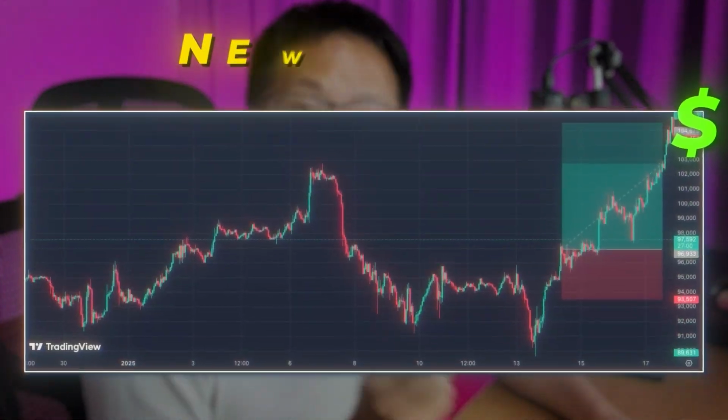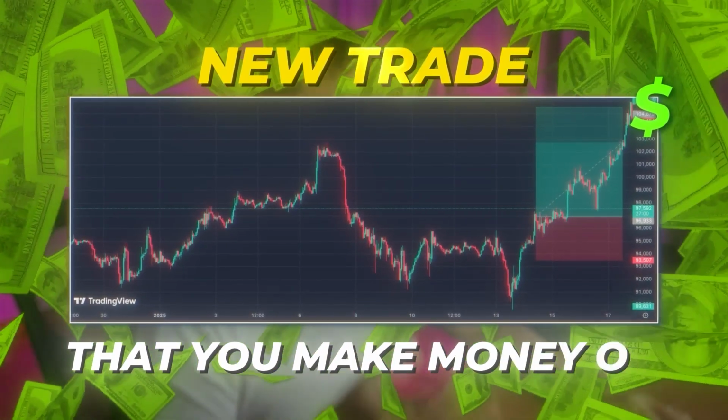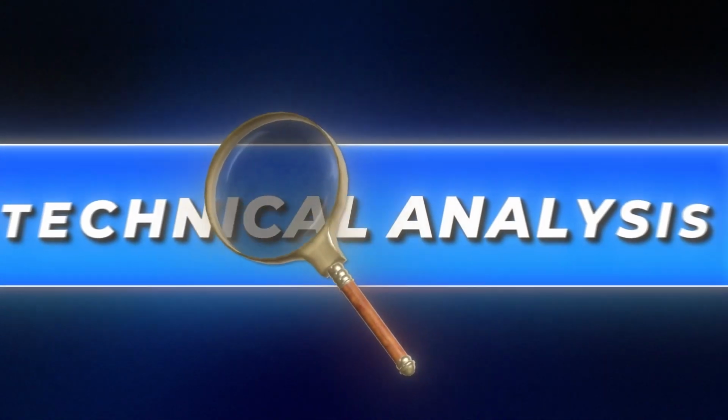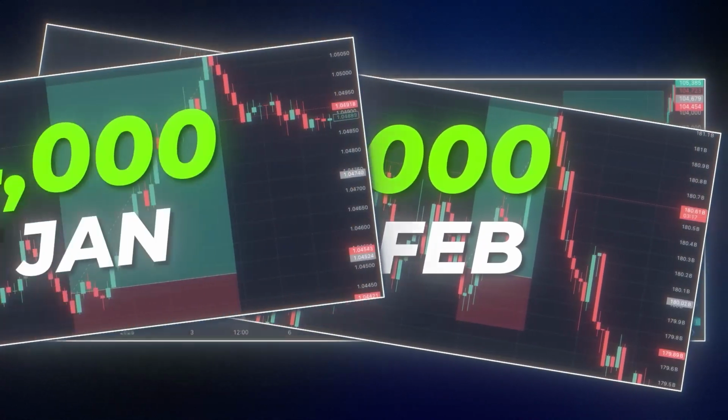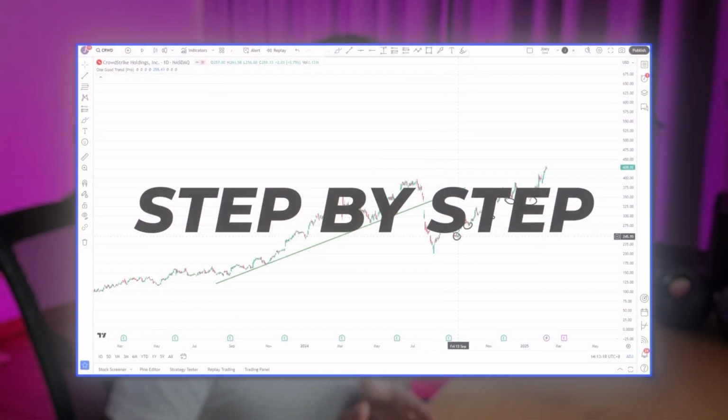You get back to the charts and you see this, right? A new trade that you made money on. This is impossible without this thing called technical analysis, and we call it proper, accurate technical analysis. And if we are talking about you being profitable, not just one or two times, but consistently, week after week, month after month, then you need to know and understand exactly what technical analysis is, the right way, step by step, in a sequential way.